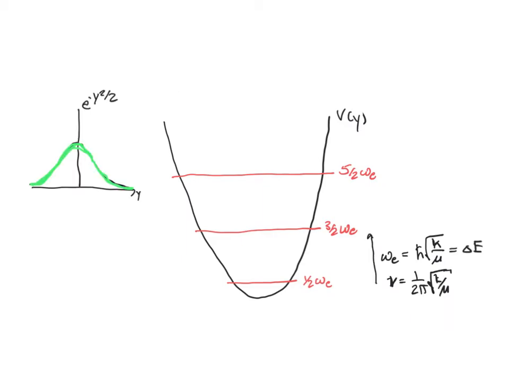Let's take a look at what the wave functions look like. So our first wave function is this Gaussian function multiplied by the first Hermite polynomial, H0, but that first polynomial is just equal to 1. And 1 times anything is just equal to 1. And so this first vibrational level wave function is just a Gaussian function.